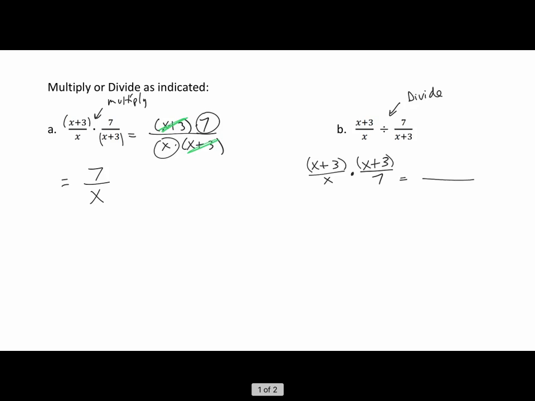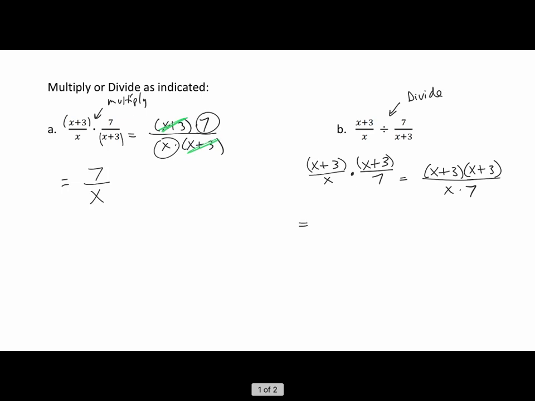So in the numerators, x plus 3, and in the denominator, x times 7. And this is kind of a trick, because if you saw this, you might try to say, oh, let me divide these. And that's a mistake that is made if you don't multiply by the reciprocal first. So be careful with that.